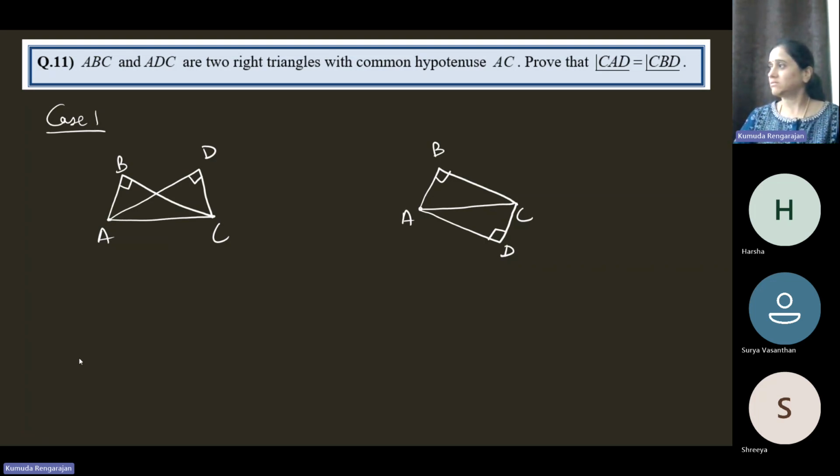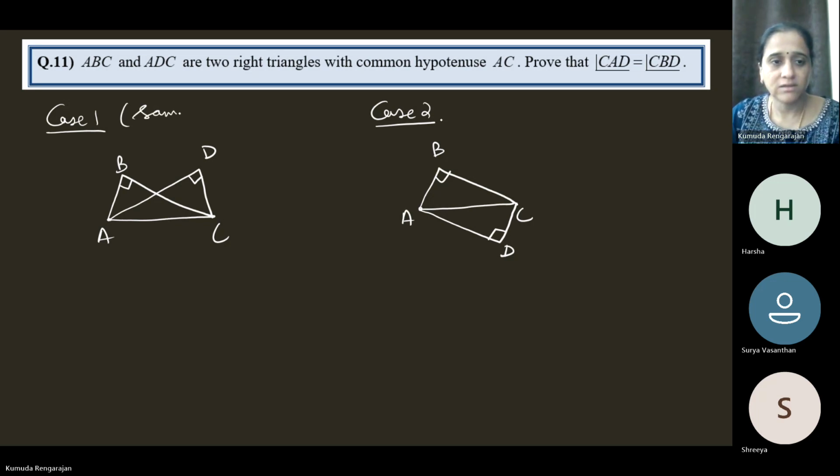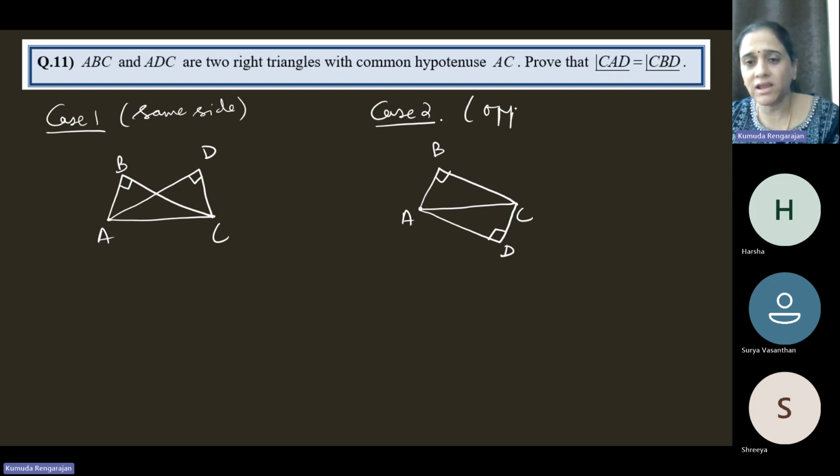We cannot see the angle CBD, so we have to join. If you can't see the angle, then you'll have to join. So the common hypotenuse is AC. The two cases are the two triangles lying on the same side of the hypotenuse, or on the opposite sides of the hypotenuse. This is same side. And this is the triangles lying on the opposite sides of the hypotenuse AC.